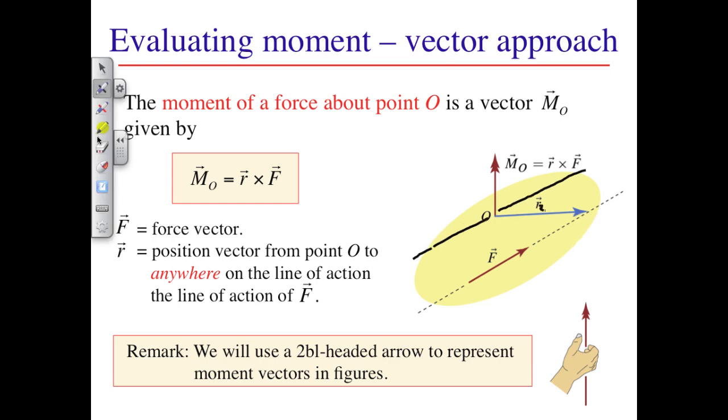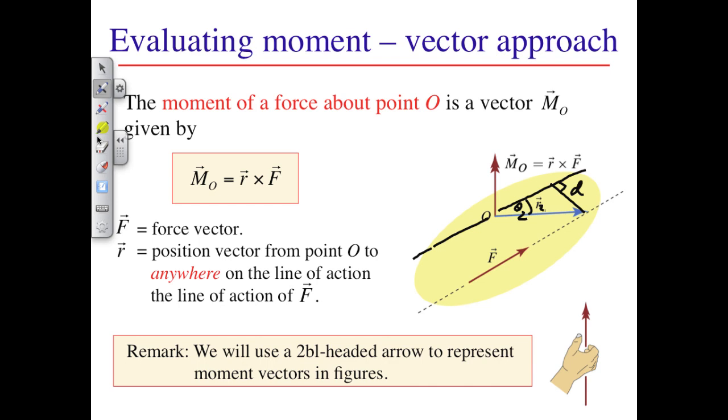If I consider now a second R2 to a different location on F, the angle theta 2 between R2 and F would be here. So both R2 and theta 2 would be different, but R2 sine theta 2 would still be this same perpendicular distance d that we used in the scalar approach on the previous slide. It doesn't matter where I choose to intercept the line of action, because even though the magnitudes of R and theta are changing with the intercept point, the product R sine theta still yields d, the perpendicular distance between O and the line of action of F that we used in the scalar approach.